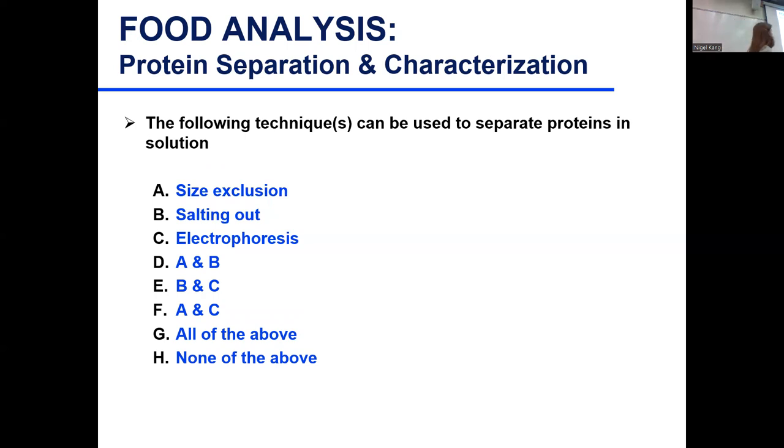Following up question. The following techniques can be used to separate proteins in solution. Size exclusion is a method that helps us to separate compounds based on their size or molecular weight. Salting in, salting out, you know from food chemistry. And electrophoresis, which is based on molecular weight and charge. So what do you think? We'll say all of the above. Any other answer? No more disagreement?